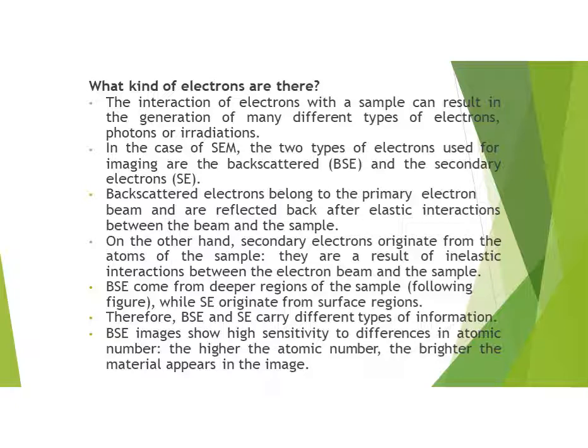Backscattered electrons come from a deeper region of the sample, while secondary electrons originate from surface regions. Therefore, backscattered electrons and secondary electrons carry different types of information. Backscattered electron images show high sensitivity to differences in the atomic number. The higher the atomic number, the brighter the material appears in the image.